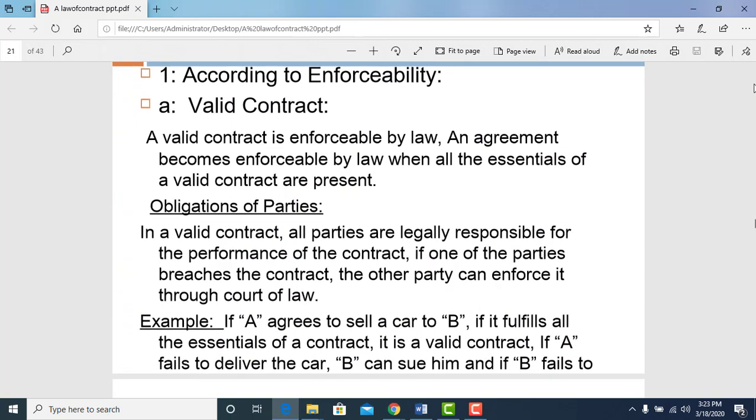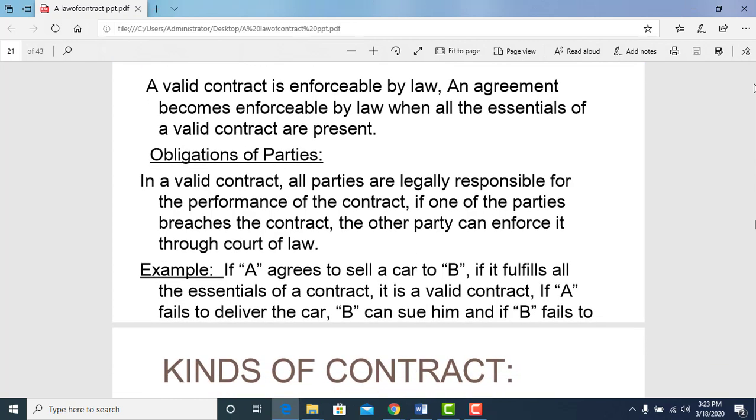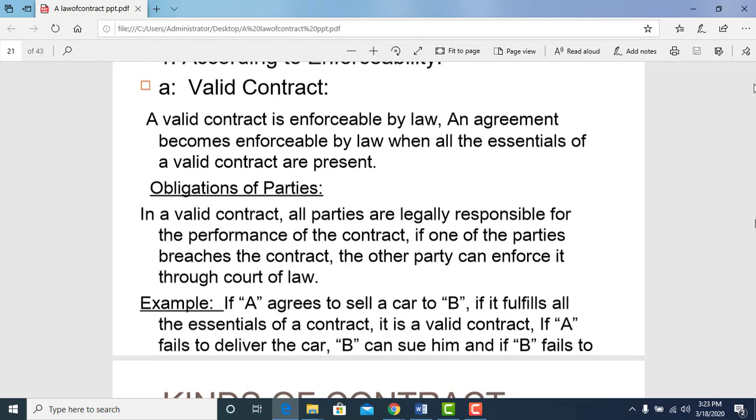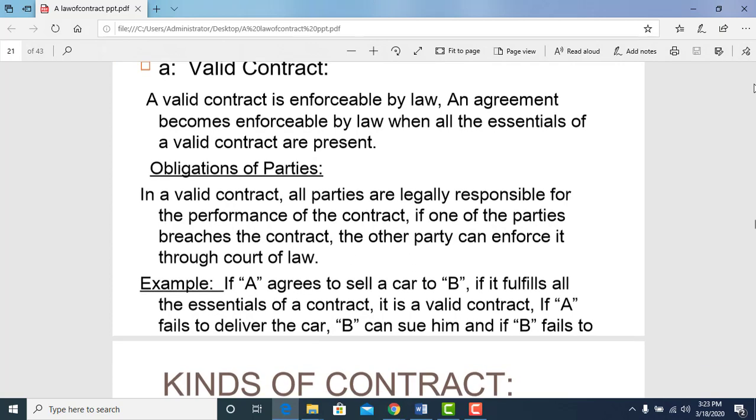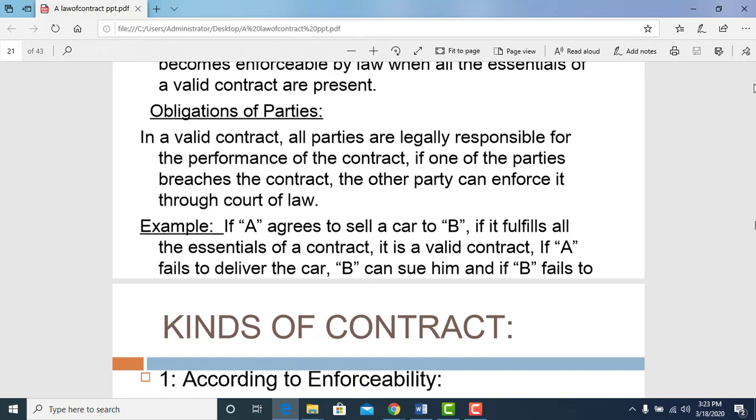A valid contract. A valid contract is enforceable by law. An agreement becomes enforceable by law when all the essentials of a valid contract are present. Obligations of parties. In a valid contract, all parties are legally responsible for the performance of the contract. If one of the parties breaches the contract, the other party can enforce it through court of law. Example, if A agrees to sell a car to B and it fulfills all the essentials of a contract, it is a valid contract. If A fails to deliver the car, B can sue him, and vice versa, right?